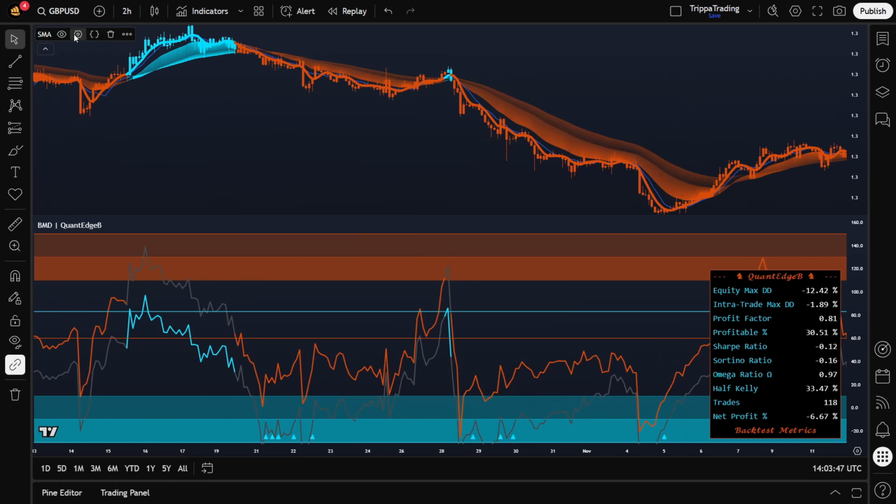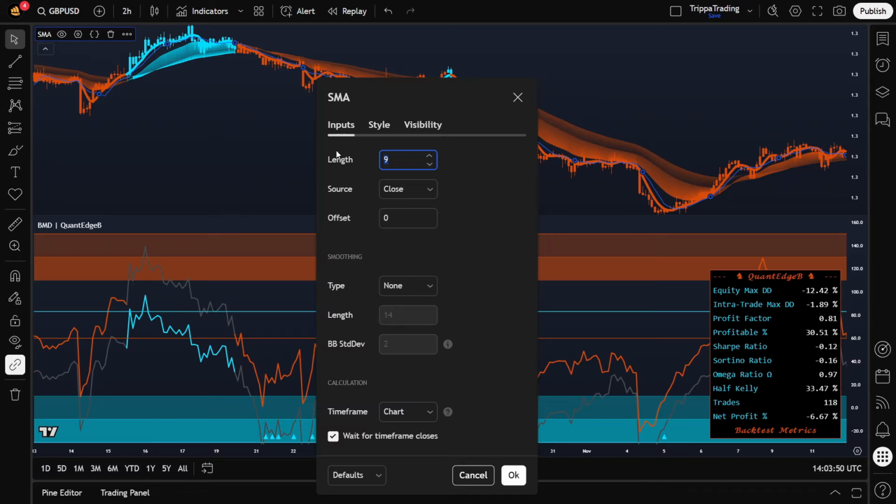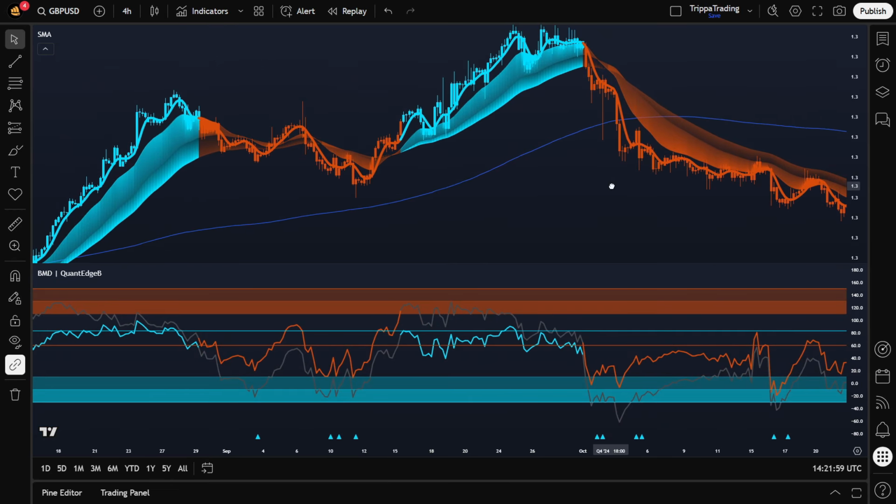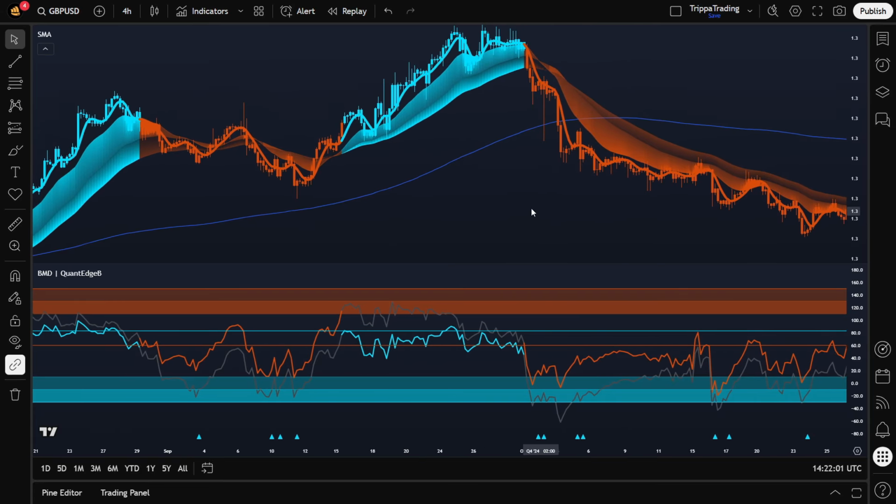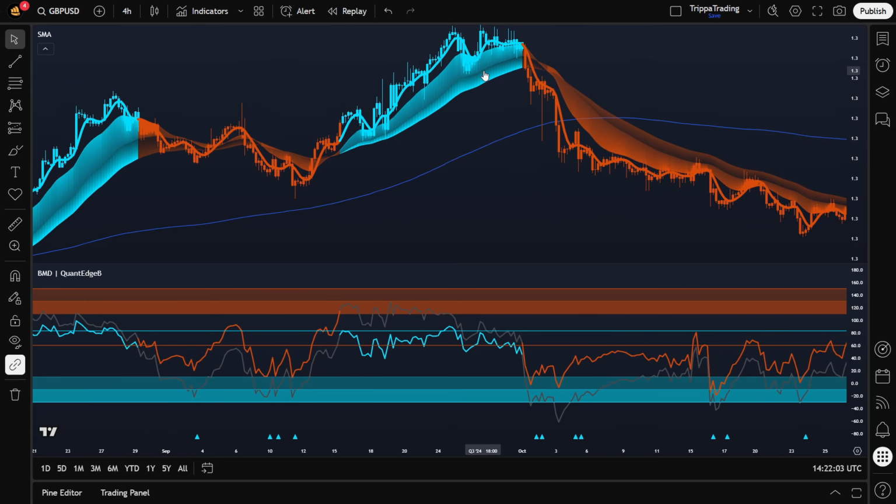And after you have added it, you can open the settings of the indicator from here, and then change the length to 200. So whenever the market is moving above it, we know it is in an uptrend, and we will only take buy positions here.